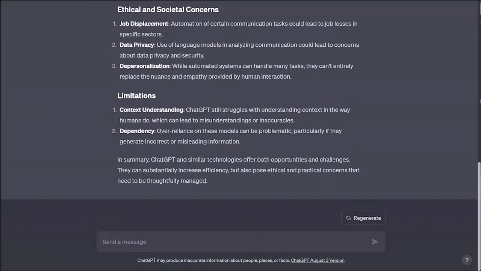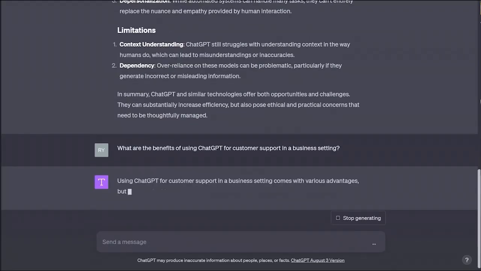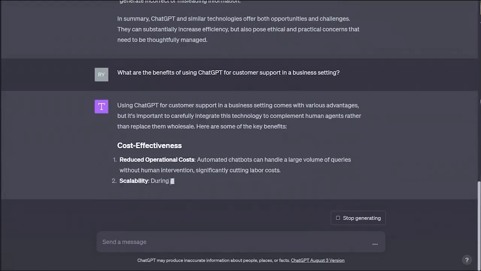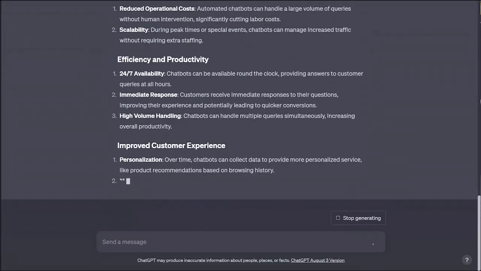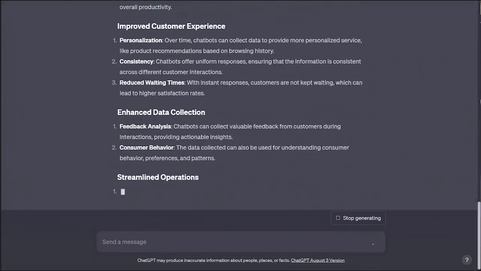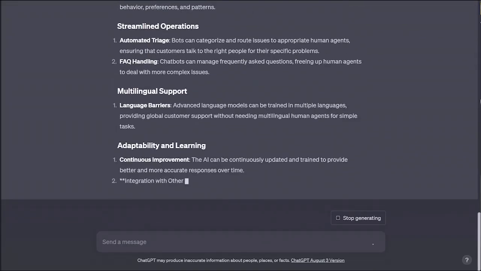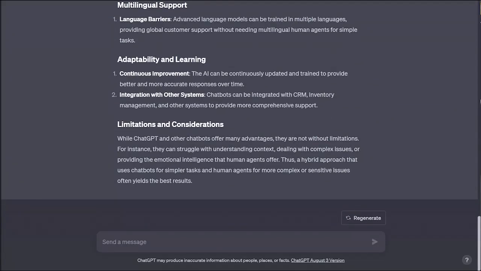Prompt B. Now let's try a more specific prompt. What are the benefits of using ChatGPT for customer support in a business setting? Once again, it takes a few seconds for the results to load. In this prompt, we are being more specific and adding some context, which gives ChatGPT more to work with and leads to a richer response.